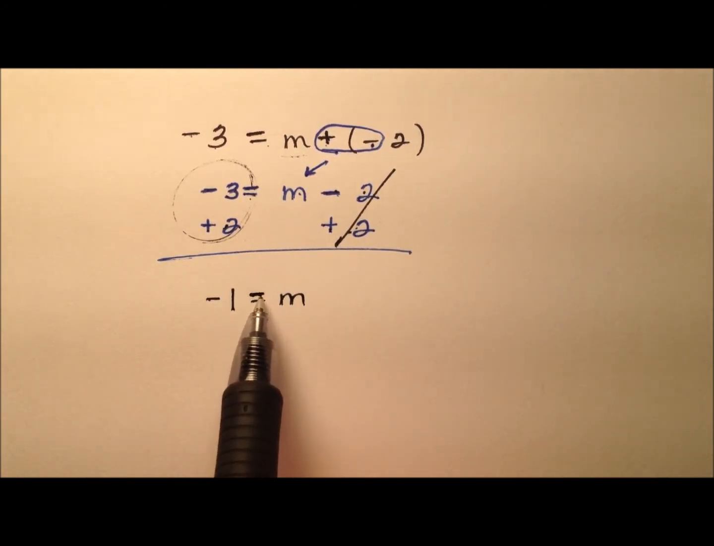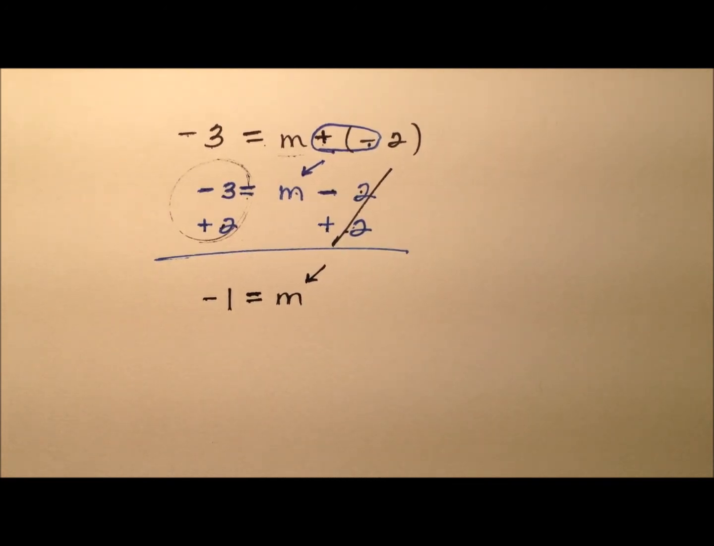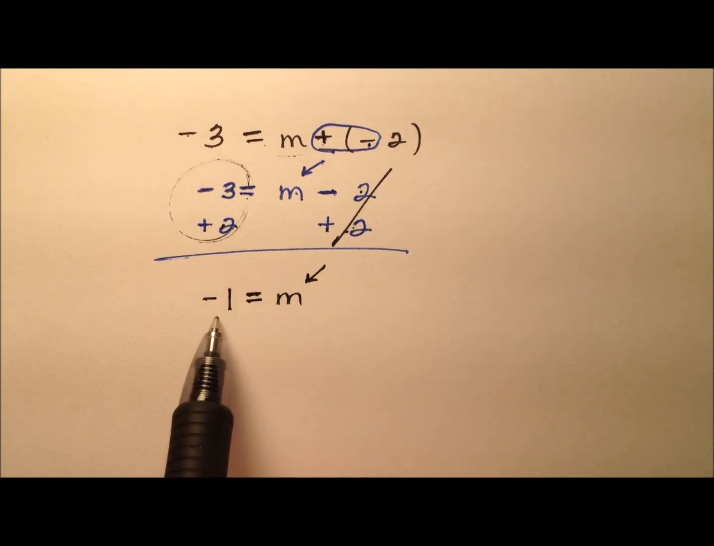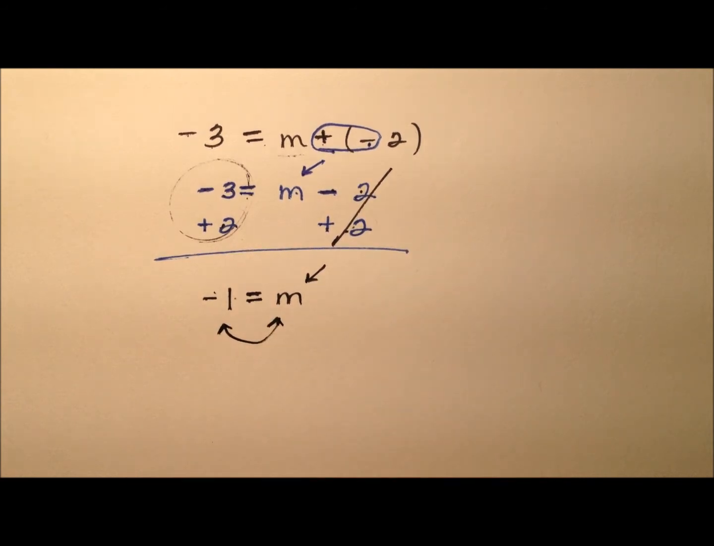Well, some students at this point don't like to have this variable over on the right side of the equation. They would prefer it to say m equals -1 instead of -1 equals m. Well, you can go ahead and switch these two sides of the equation around and say that m equals -1.